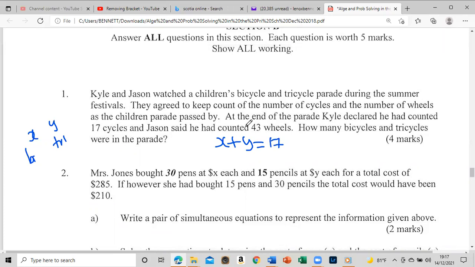At the end of the parade they declared that they had counted 17 tricycles and bicycles together, and the same counted 43 wheels. All right, so we know a bicycle has 2 wheels plus 3 wheels. How many bicycles do we have? We have 2 wheels per bicycle and 3 per tricycle. All of them put together make up the 43.